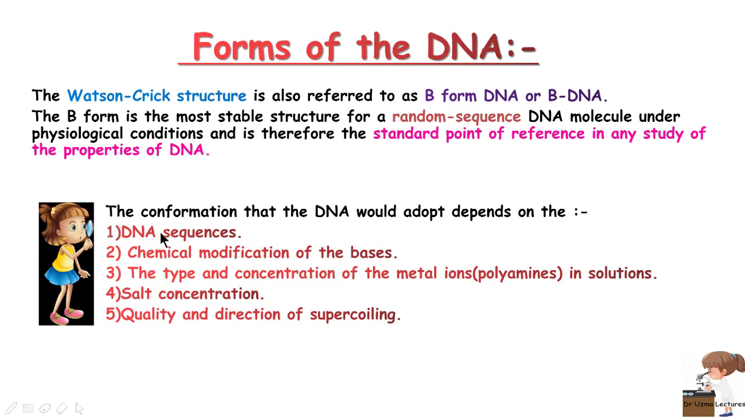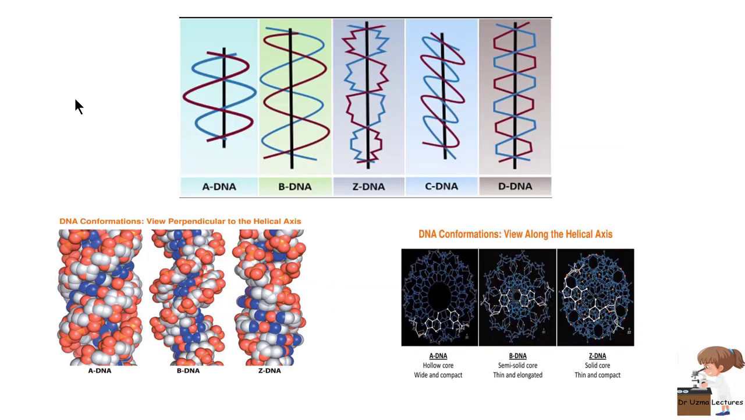Let's take a look at why the DNA has different types of conformation and why DNA adopts all these forms. It is because of the DNA sequence, chemical modification of bases, the type and the concentration of metal ions in the solution, salt concentration, and the quality and the direction of the supercoiling. These are the different forms of the DNA, that is the A, B, Z, C DNA and D DNA. This is the perpendicular view of the helical axis of the DNA conformation, and this is the view along the helical axis. You can easily understand now.